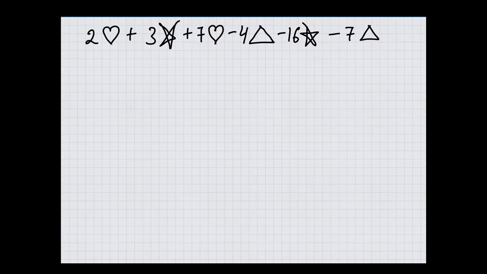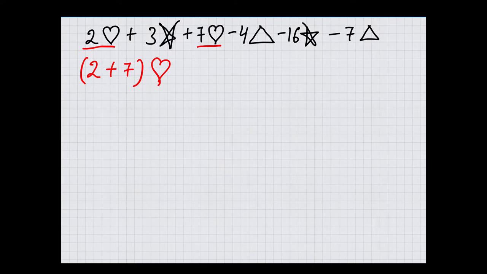So we have 2 hearts, plus 3 stars, plus 7 hearts, minus 4 triangles, minus 16 stars, and minus 7 triangles. We are only going to calculate how many of the like items we have at the same time. So we have 2 hearts and 7 hearts. Now you can do that in your head, but on paper we do 2 plus 7.